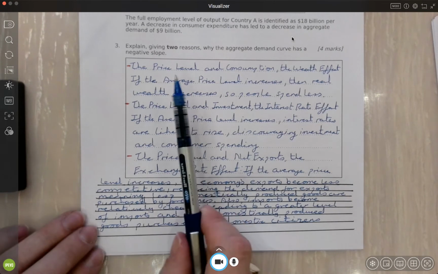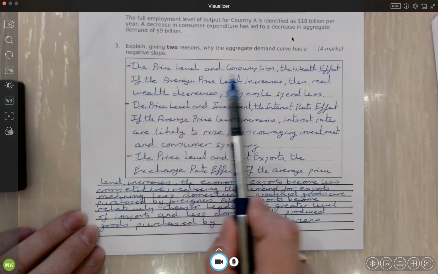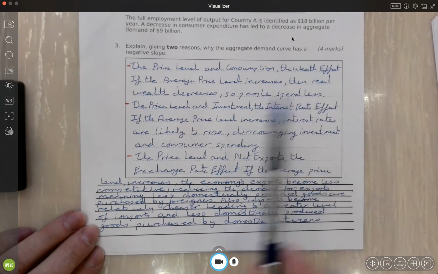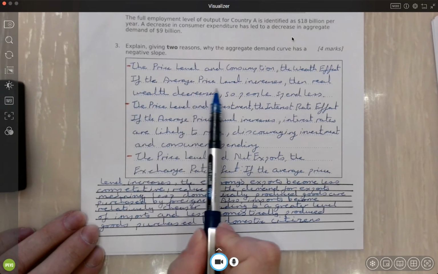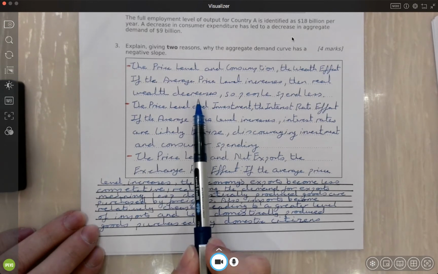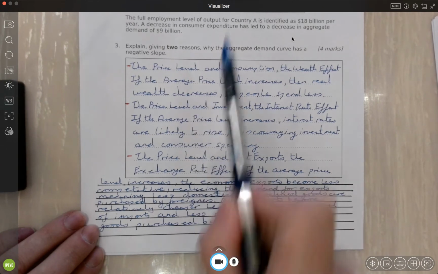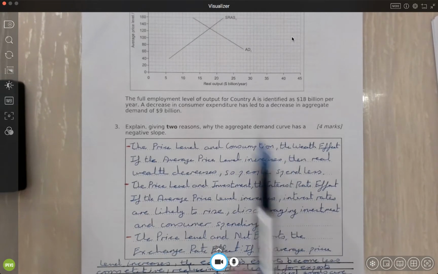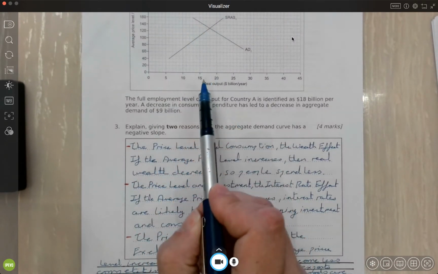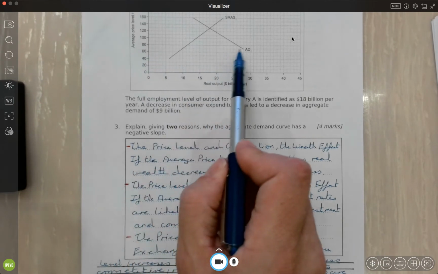Well, the first one here is the price level and consumption. So how does the price level affect the amount that households buy? And this is known as the wealth effect. Well, if the average price level increases, then real wealth decreases. Because if you're on a fixed wage and the price of everything goes up, well, now your fixed wage buys less stuff. So I'll just come up here to show that at higher price levels, like here, people would buy less than they would if the price level was down here. They would obviously buy more.